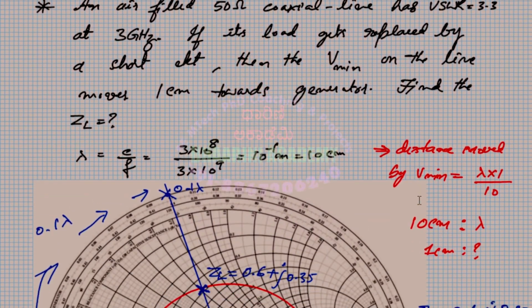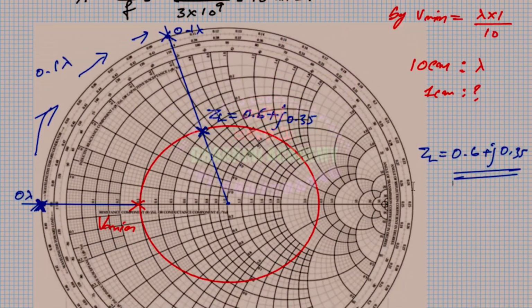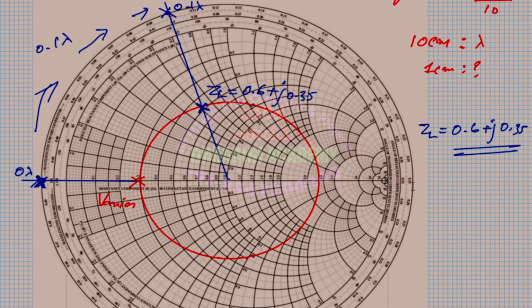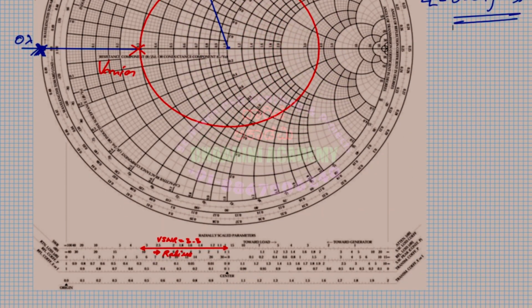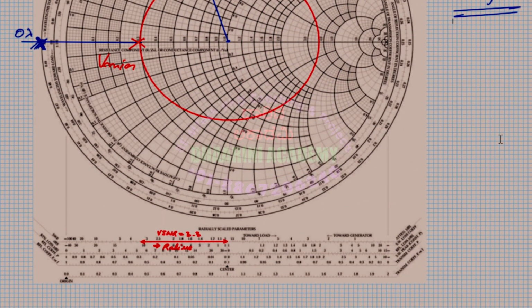All right, find ZL. So you see, it's actually very simple. If we use this method, it is very simple. But if we go with the normal approach, that is by using the equations and substituting the equations and solving them, this is going to be a very tedious job. All right.